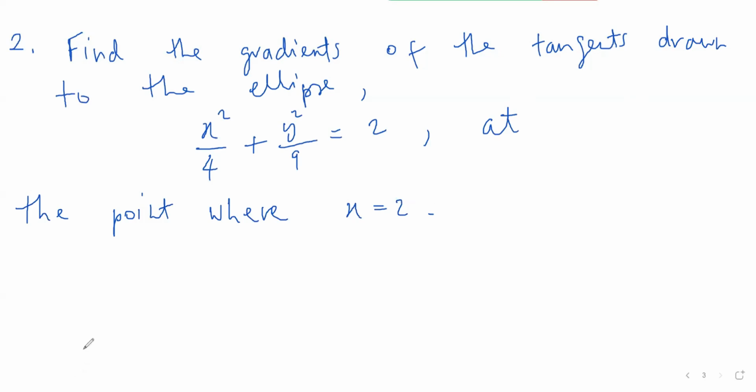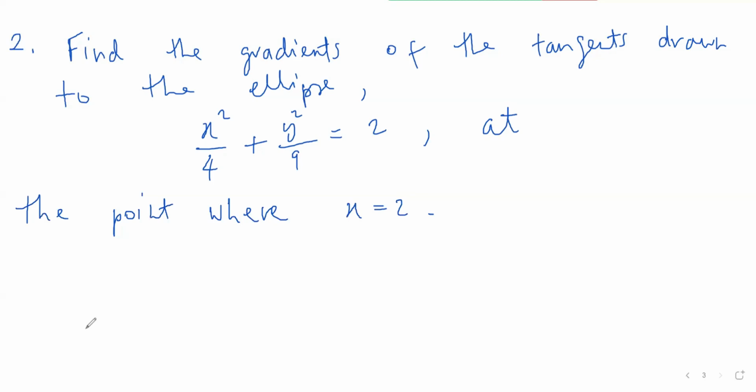So that's what we have to do for this particular example. We have to find the gradients of the tangents drawn to the ellipse given by this equation at the point where x is equal to 2. So note that we have an ellipse in this example. And the point where x is equal to 2 corresponds, of course, to 2 points.